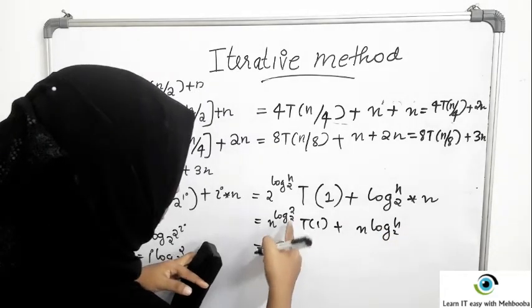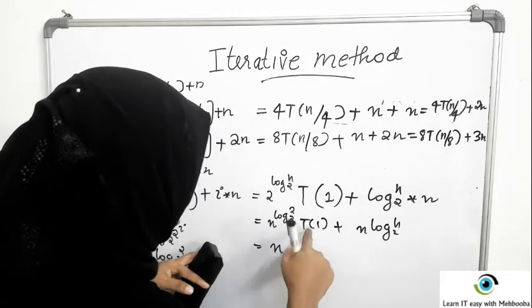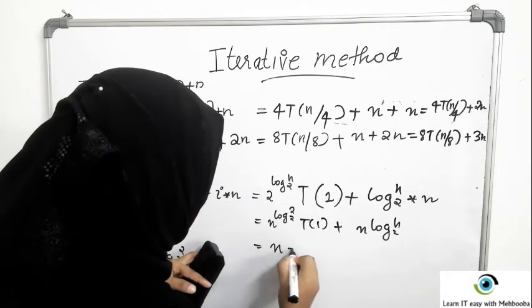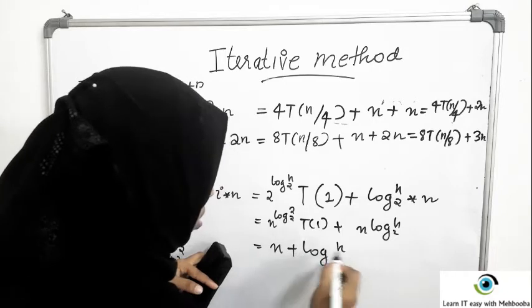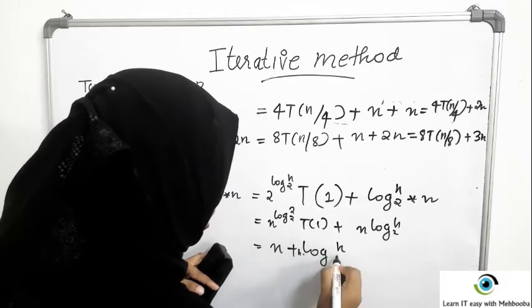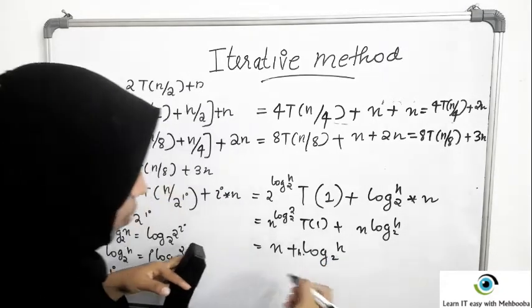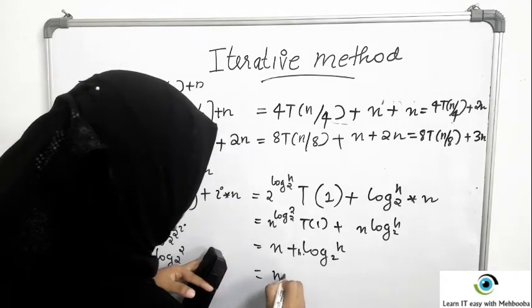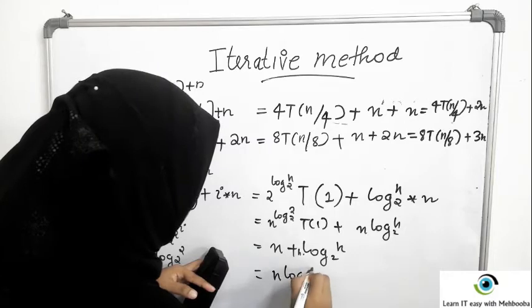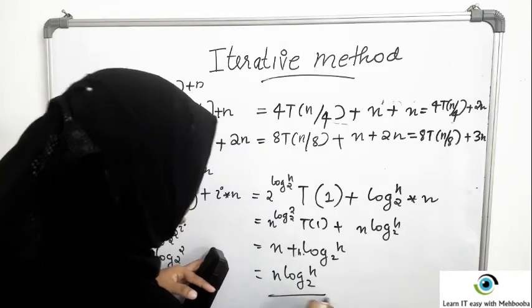So log 2 to the base 2 is 1, and floor of 1 is 1, so n plus n log n to the base 2. So the highest power term of n here is n into log n. n into log n is bigger than n.